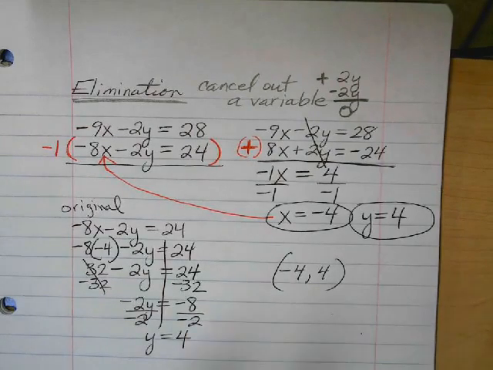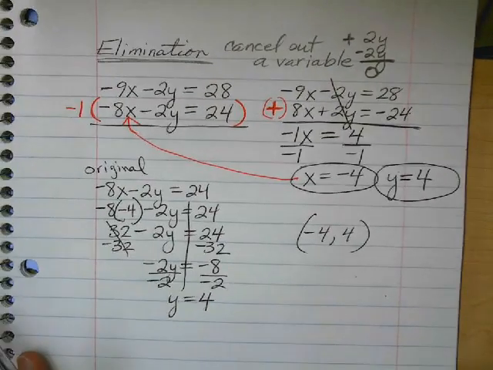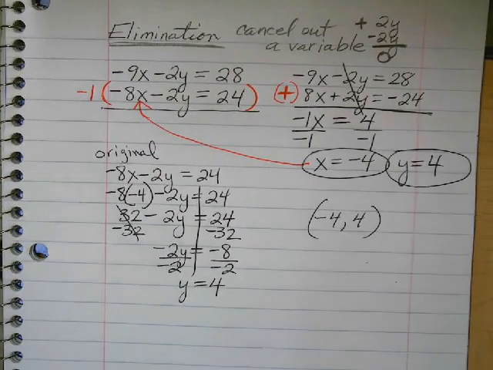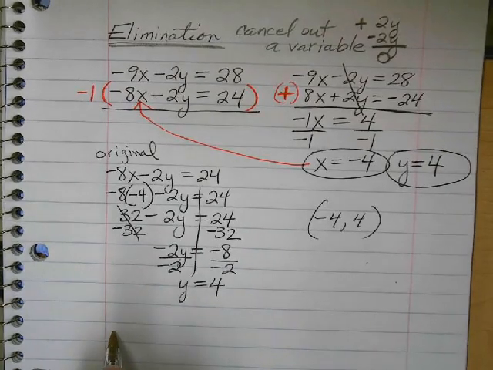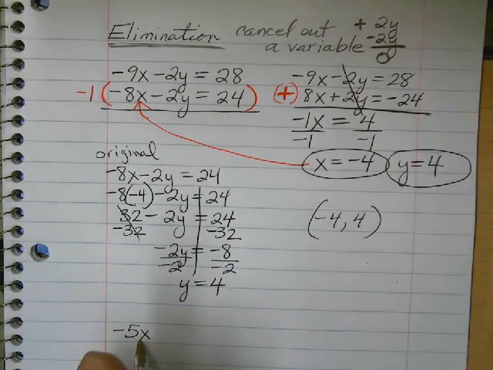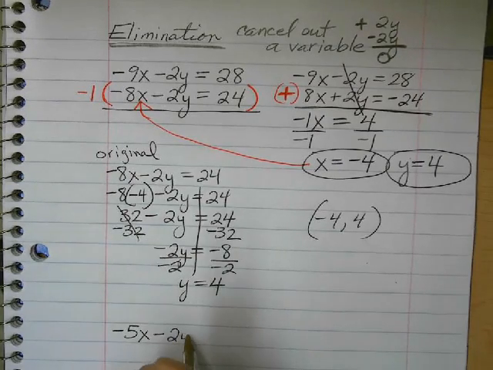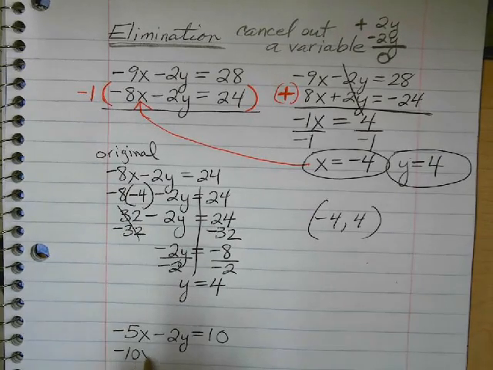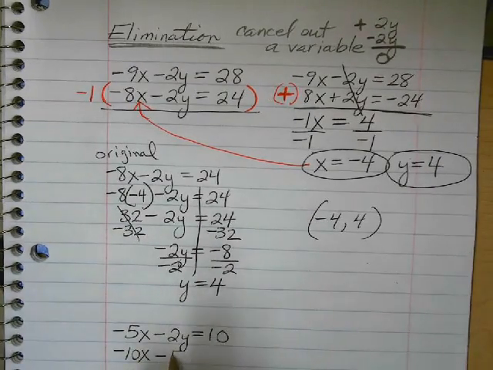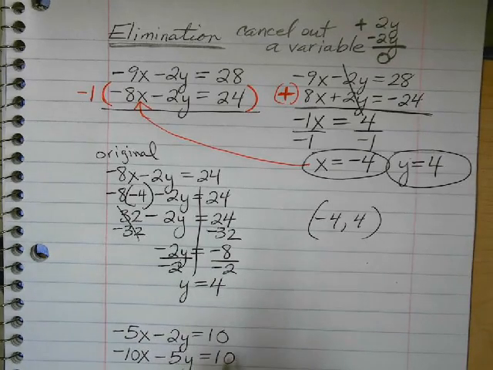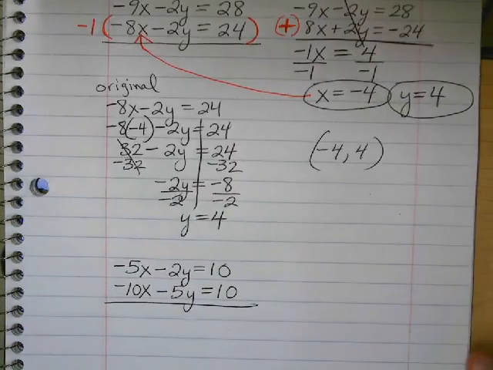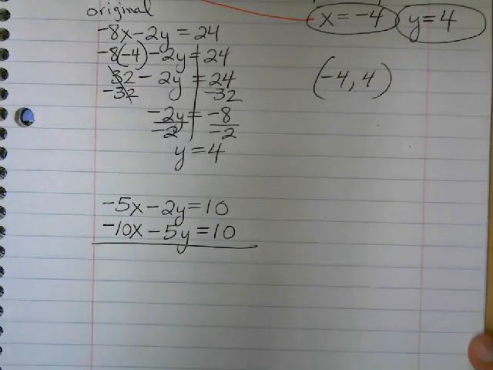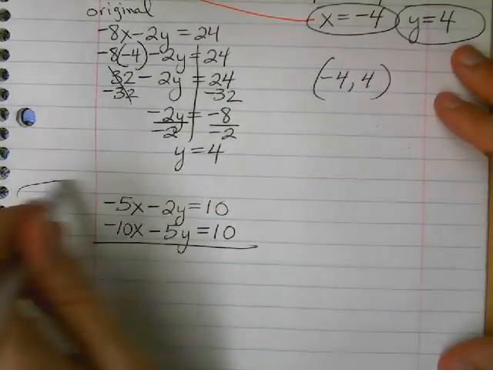Okay, let's try another problem. I'm just going to do one more of those kind to show you another thing that happens. Okay, let's try negative 5x minus 2y equals 10, and then negative 10x minus 5y equals 10. New problem. I'll move it down. Some of you are probably still seeing the last one. Okay, new problem here.